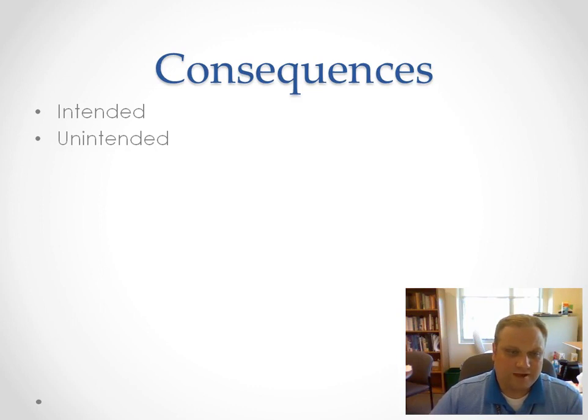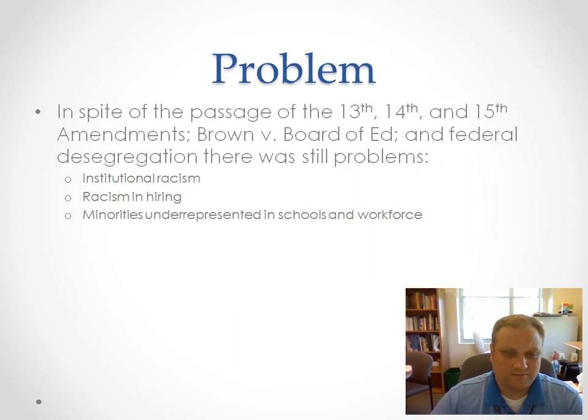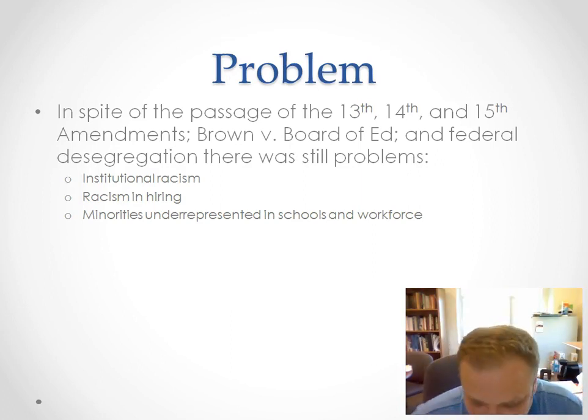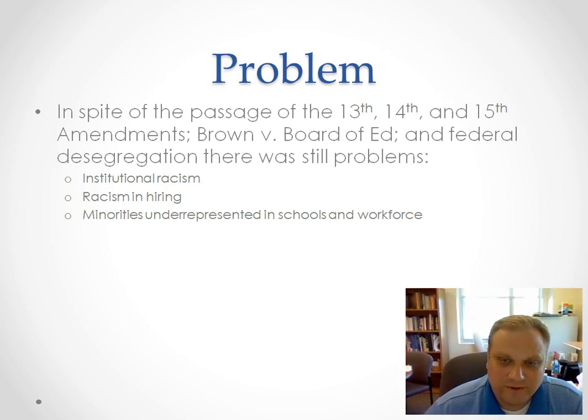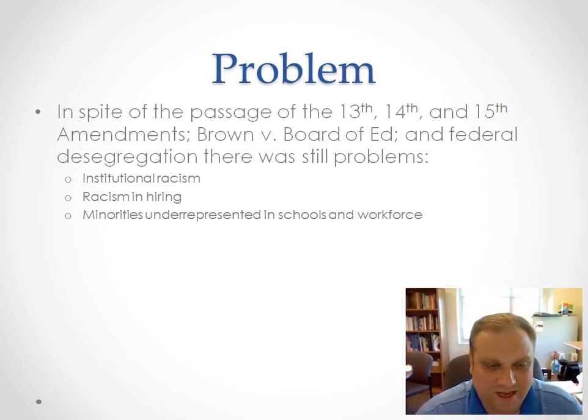And so if we look back to 1964 and what's going on, we can start with the problem. What is the problem? Very simply, in spite of the passage of the 13th, 14th, and 15th Amendments at the end of the Civil War and after the Civil War, the Supreme Court decision in Brown versus Board of Education and federal desegregation, there are still problems in the United States in 1964. One is that we have the phenomenon known as institutional racism. Does anyone know what institutional racism is? Take a minute and think about it.